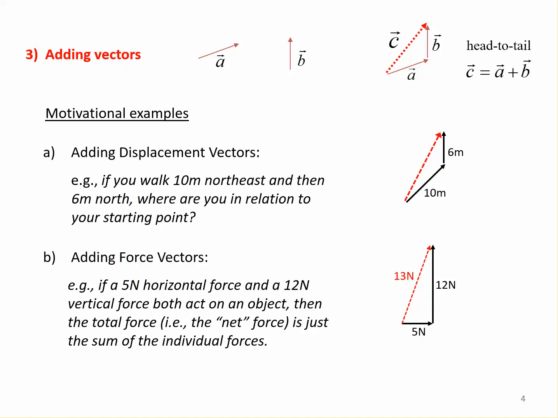By the way, we could turn this around. If you have an object and I tell you that the total force on it is 13 newtons in this direction, you can, if you want, think about that as being really a 5 Newton force to the right plus a 12 Newton force upwards.